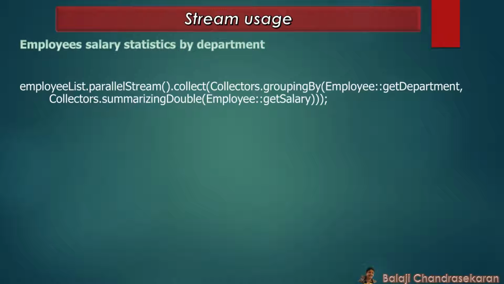The groupingBy collector in the Collectors utility class groups the elements of the stream by a classifier function, the Employee::getDepartment method reference, which returns the department of each employee. For each department, it calculates the summary statistics on the salaries of the employees in that department using the summarizingDouble method of the Collectors utility class.